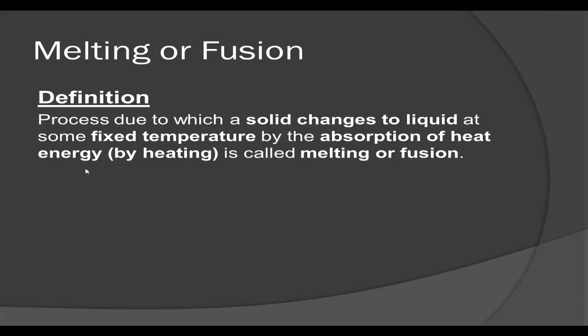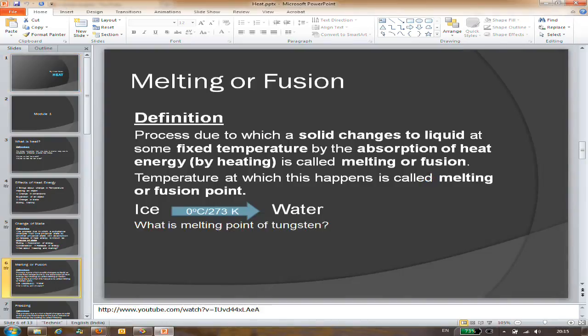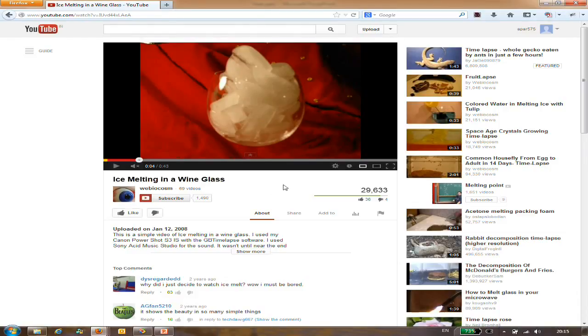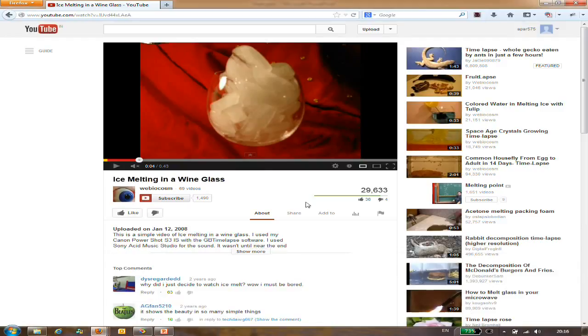Now let us get into melting or fusion, right? And try to understand what is melting or fusion. Before getting into the definition, I want to show you a small video. What you're going to see in this video is, in fact, how ice melts. They've recorded it and they're playing it very fast, so you can see the melting.